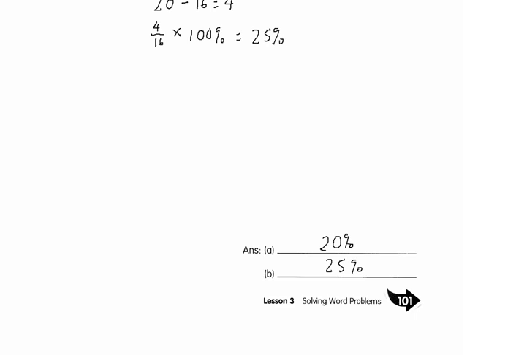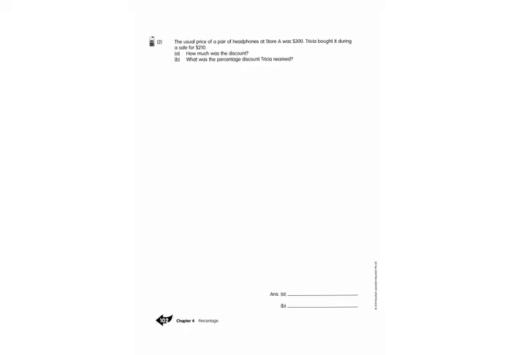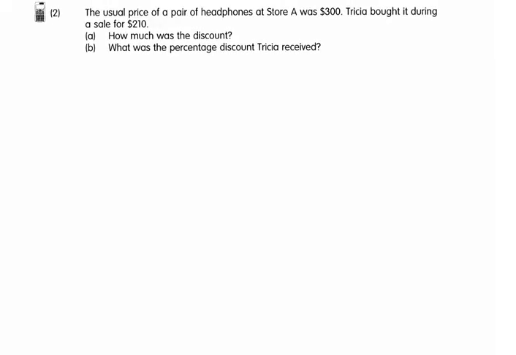Okay, next question. Okay, the usual price of a pair of headphones at store A was $300. This is the usual price. Tricia bought it during a sale for $210. So she got it at a cheaper price, of course, during a sale. How much was the discount? How much? They never ask you what percentage is the discount. Please read the question properly. They're asking you how much. That means they're looking for value.